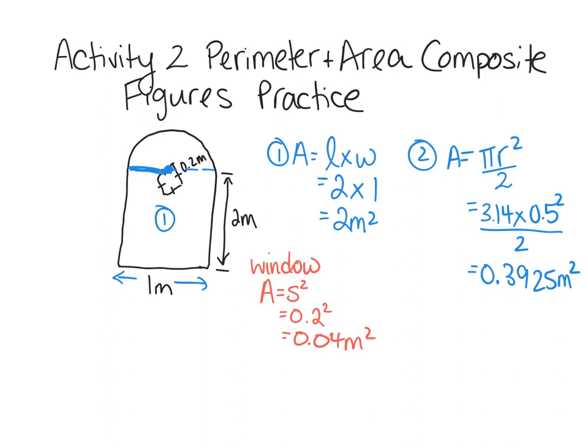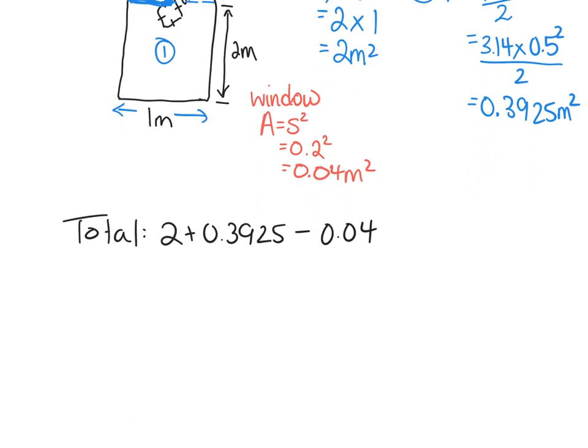So then to calculate the total area of our door, we've got the rectangle plus the semicircle minus the window. So your final answer should be 2.35 meters squared, or somewhere around there, depending on whether you use the pi button or 3.14 or how many decimal places you kept.